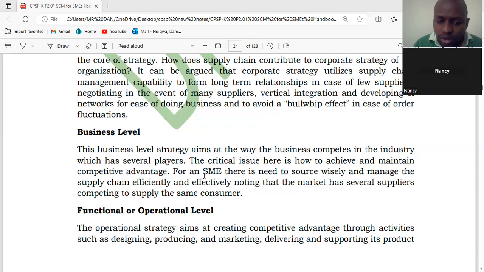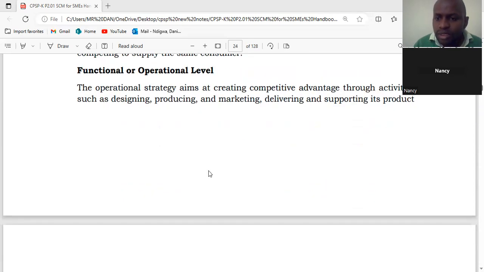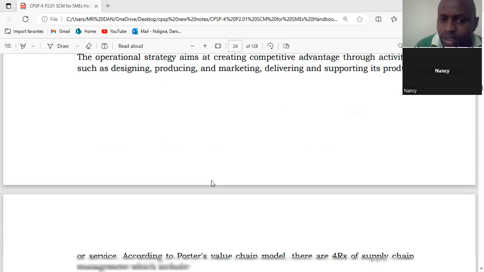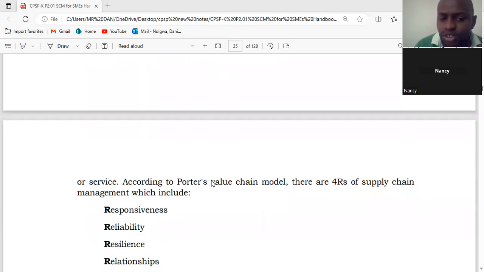Then we have the functional or operational level. This is the level that supports most of the processes within the organization. At the operational level, they are trying their level best to come up with activities that are in line with what the organization is doing. And by the end of the day, they'll be able to support the vision of the organization. And according to Porter's value chain model, he looks at the 4 R's of supply chain management.